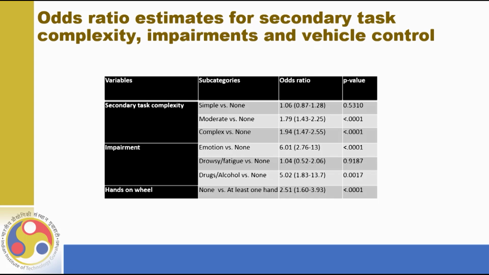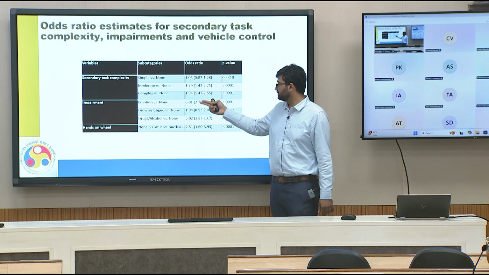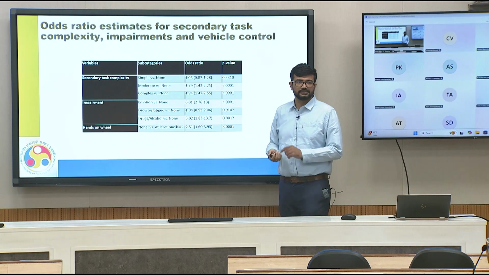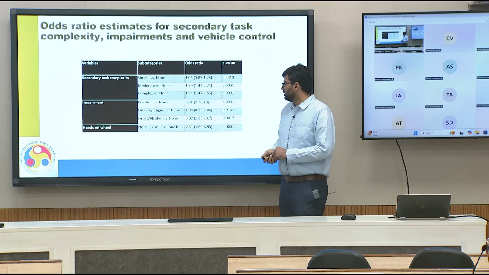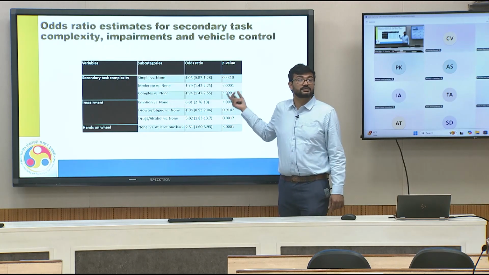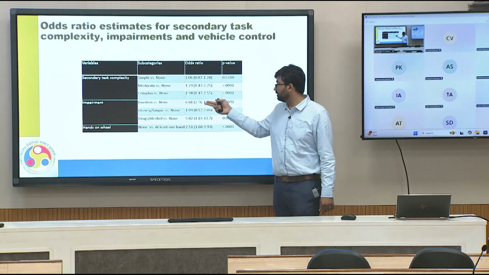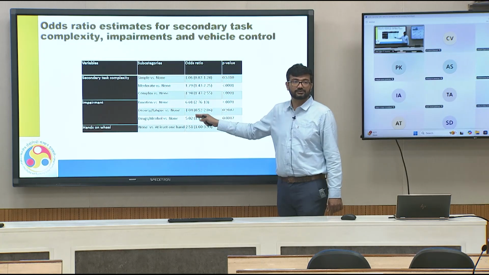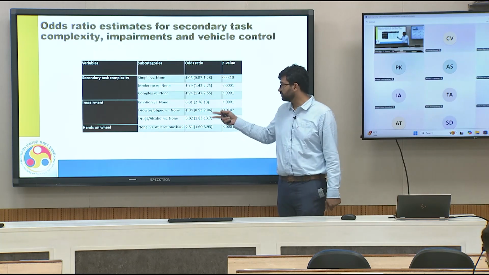And one very important finding is the emotional condition. Whether someone is visibly sad or visibly angry, the risk is found to be 6 times higher compared to normal driving. And this is, in this data, somewhat greater than the use of drugs and alcohol, which is also found to be very significant, around 5 times.